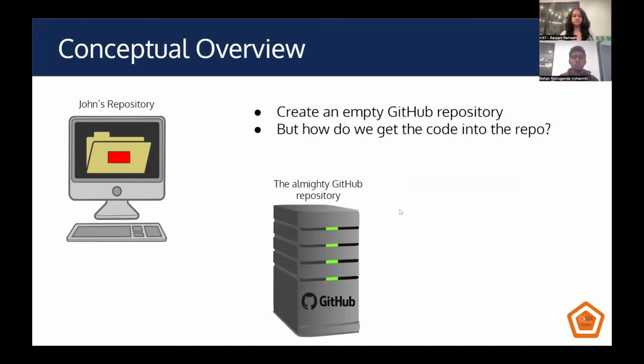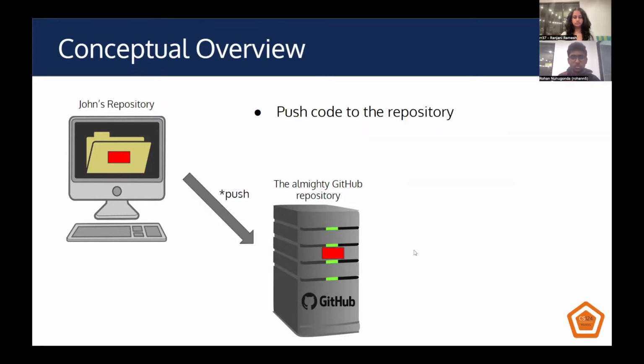So John would go and create an empty GitHub repository. GitHub is a place where you can create Git repos, so you can utilize the Git version control system. So he would go to GitHub and create this empty repository. But the question is now how he would get the code that he has on his local computer into GitHub. The way he would do that is he would push his code to the repository.